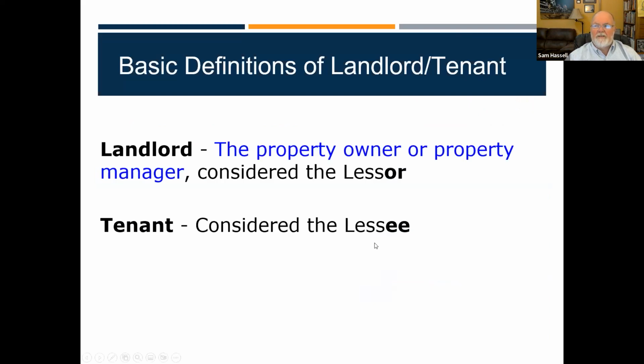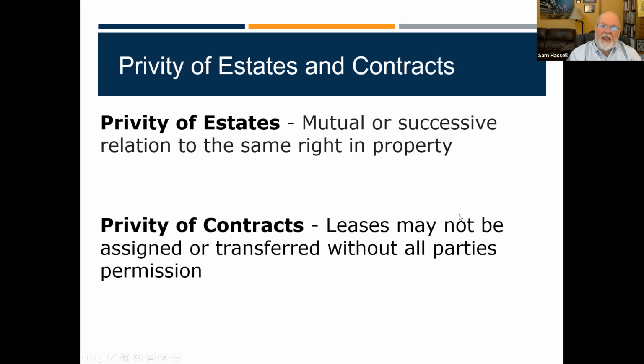So the first thing we're going to talk about here is the definitions. The landlord is the property owner, right? Or the property manager, considered the lessor. They are the lessor. They are giving. Tenant is receiving. They are the lessee. Okay? They're receiving the property. Now, understand that both the landlord and the tenant have these two privities. Privities means we both have a relationship with something. We both have a responsibility for something.